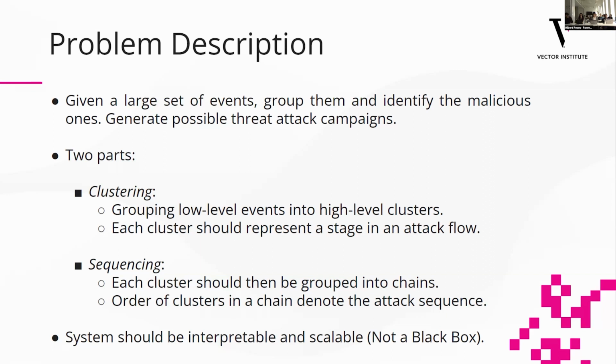To solve this problem, we take a two-step approach. The first step is clustering, wherein these low-level events need to be grouped into high-level clusters, and each cluster should represent a stage in an attack flow. The second step is sequencing, where the clusters should then be formed into chains, and a chain denotes an attack sequence. One thing to note is that the order of clusters in a chain is important. The most important thing behind the solution was that the system we design should be interpretable and scalable. It should not be a black box like a deep neural network.